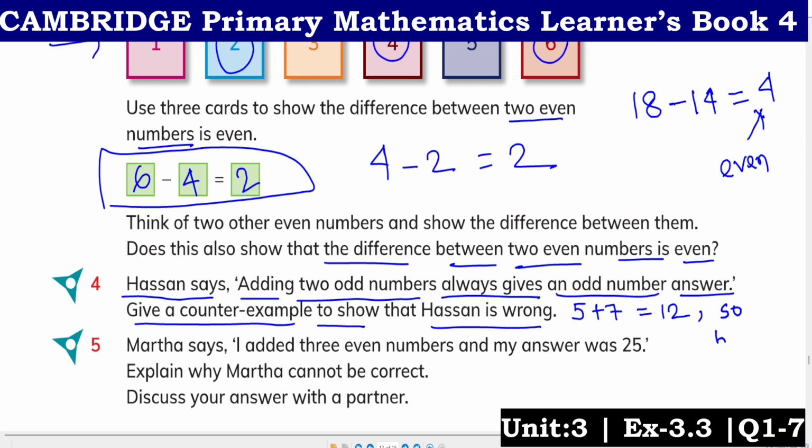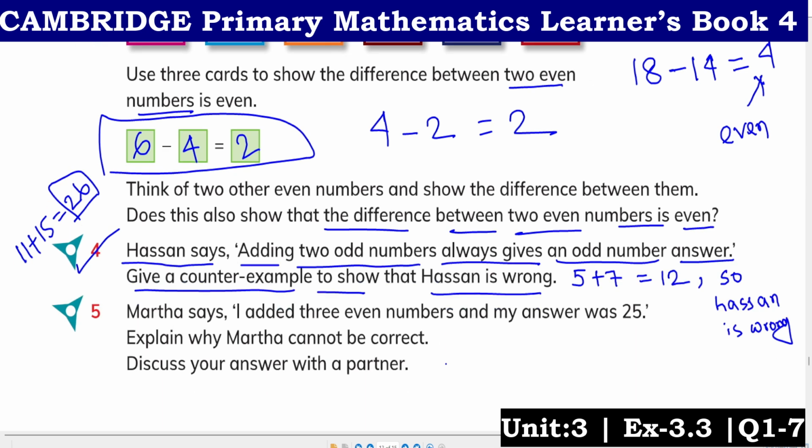So Hassan is wrong. Okay, let's try another example: 11 is an odd number, plus 15 is an odd number. Once we make the summation, we get 26, which is an even number. So our problem number 4 is done.